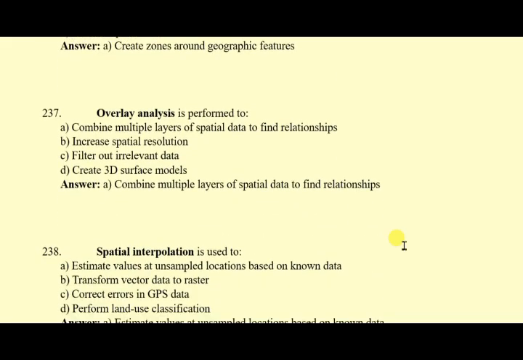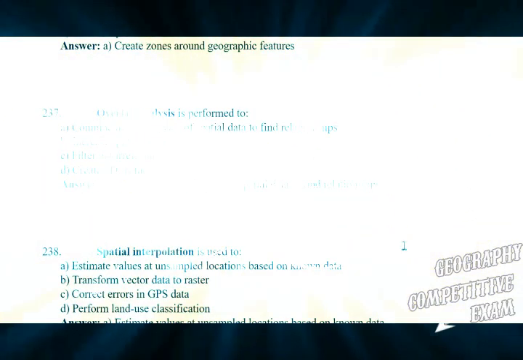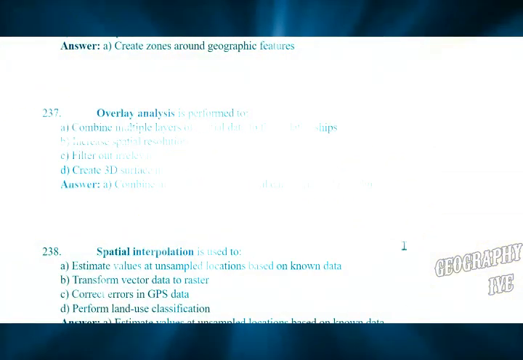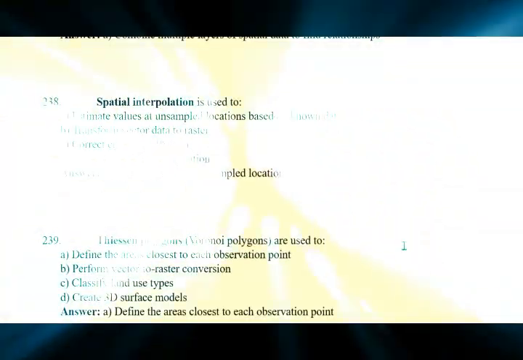Question 237. Overlay analysis is performed to combine multiple layers of spatial data to find relationships, increase spatial resolution, filter out irrelevant data, create 3D surface models. Here the correct answer will be combine multiple layers of spatial data to find relationships.